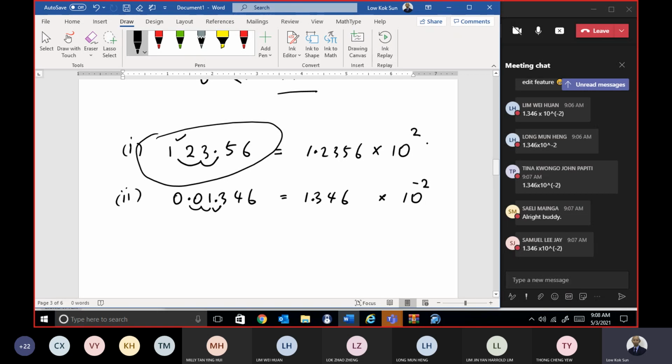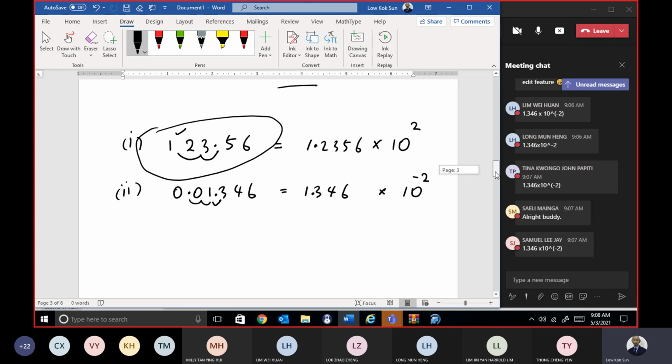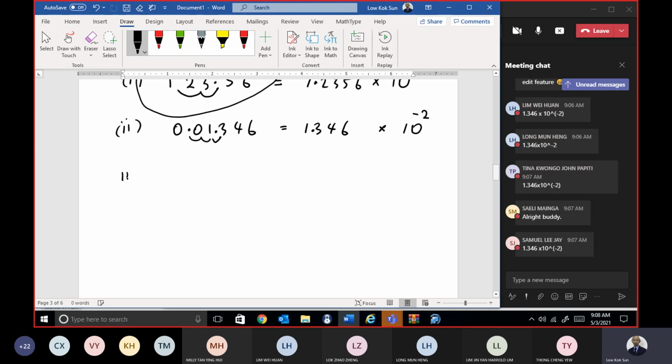Just now we moved 2 steps. Firstly, it is positive. We know it's more than 1, so the power is going to be positive. And here the number is less than 1, so the power is going to be negative. So let us take just one more, and we can move on.